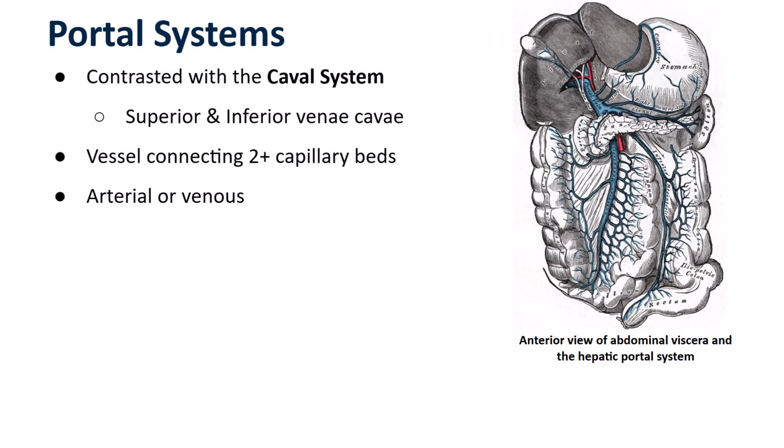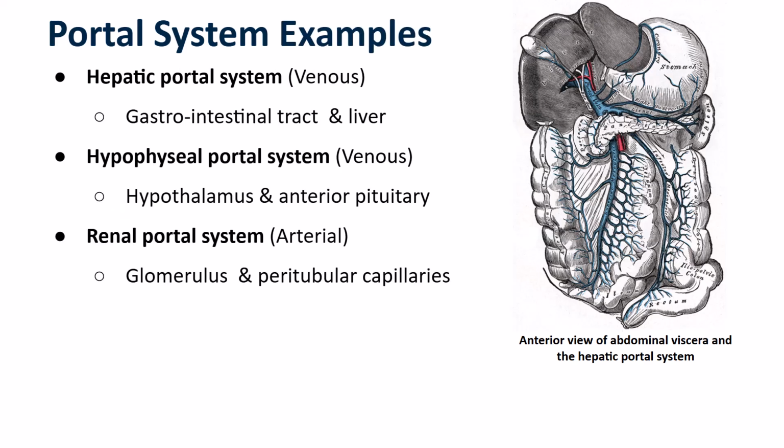Now let's look at portal systems, which are very interesting. So we'll discuss the caval system. The caval system consists of the superior and inferior vena cavae. We've talked a little bit about those already, and all of their tributaries. But we also have various portal systems, and portal systems are vascular systems where you have a capillary bed or more being drained by a vessel into other capillary beds, and that's pretty unusual. They may be arterial or they may be venous in nature, but let's examine some examples of these.